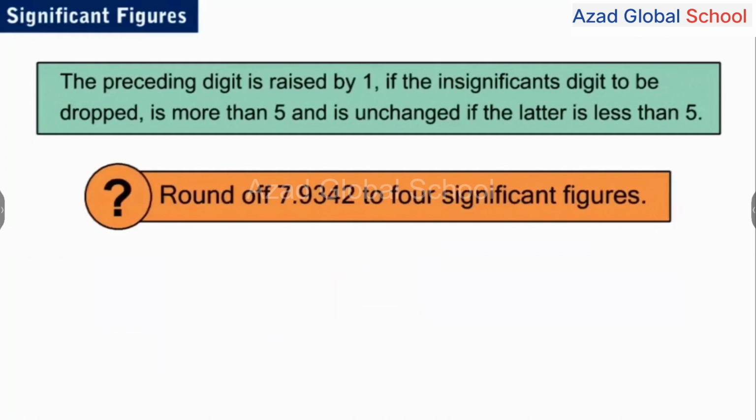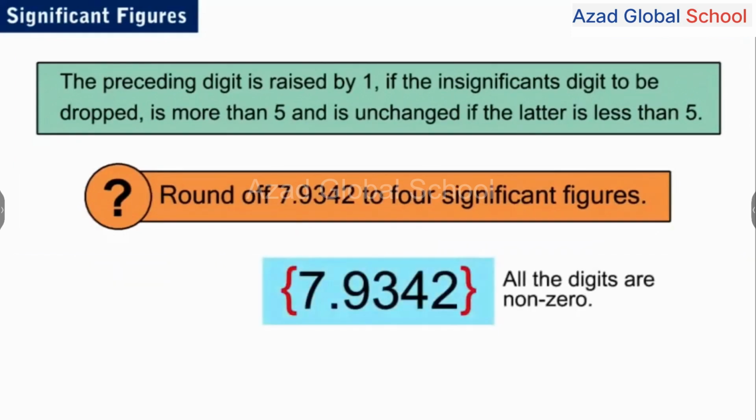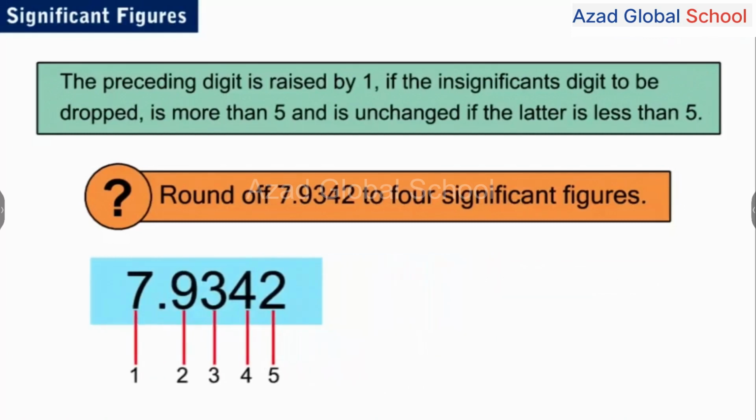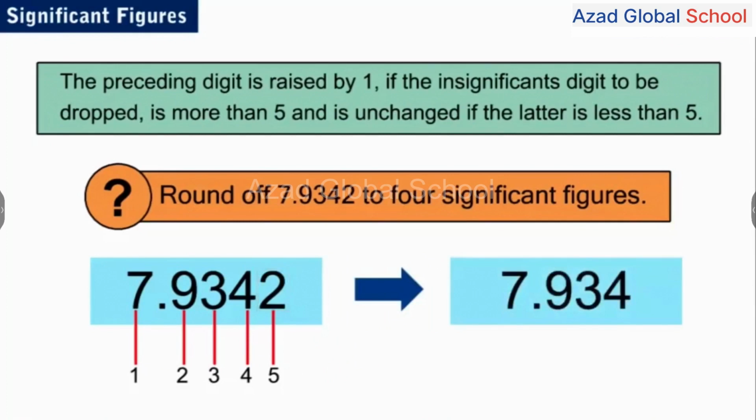Here is another example. Round off 7.9342 to 4 significant figures. This number has non-zero digits, and there are 5 significant figures. In the decimal place, we will round off 2, resulting in the number 7.934, as the number to be dropped, which is 2, is less than 5.